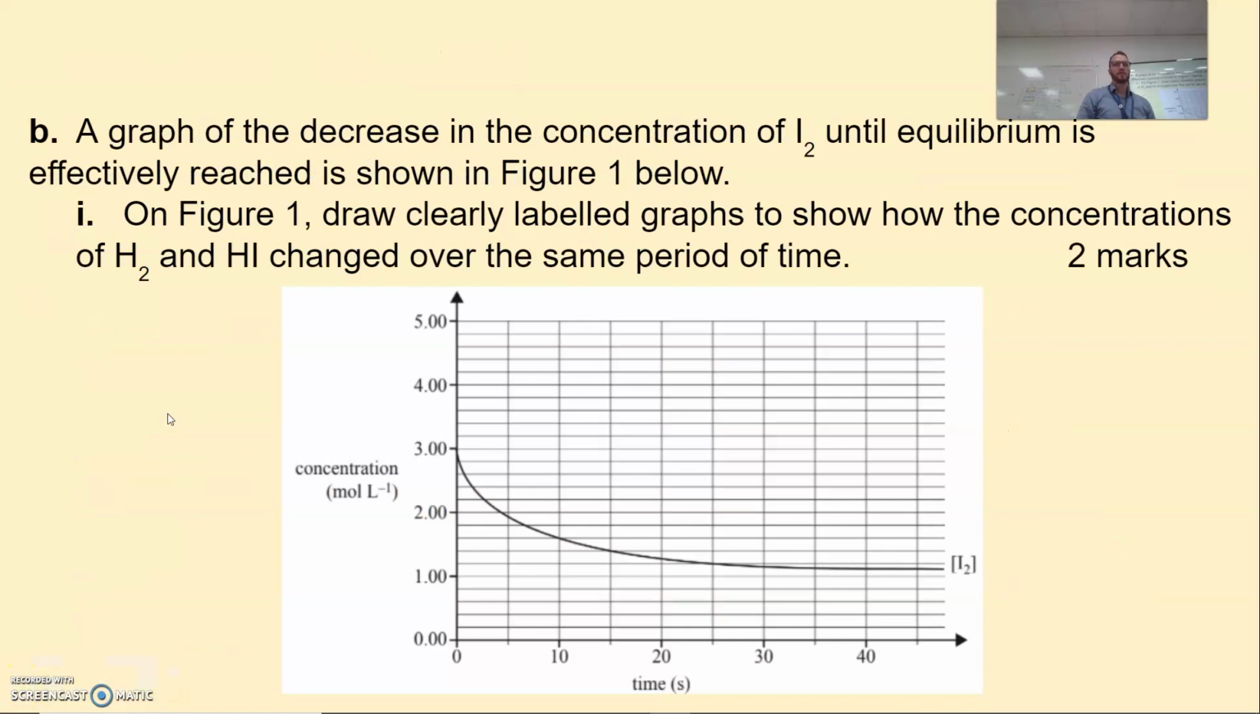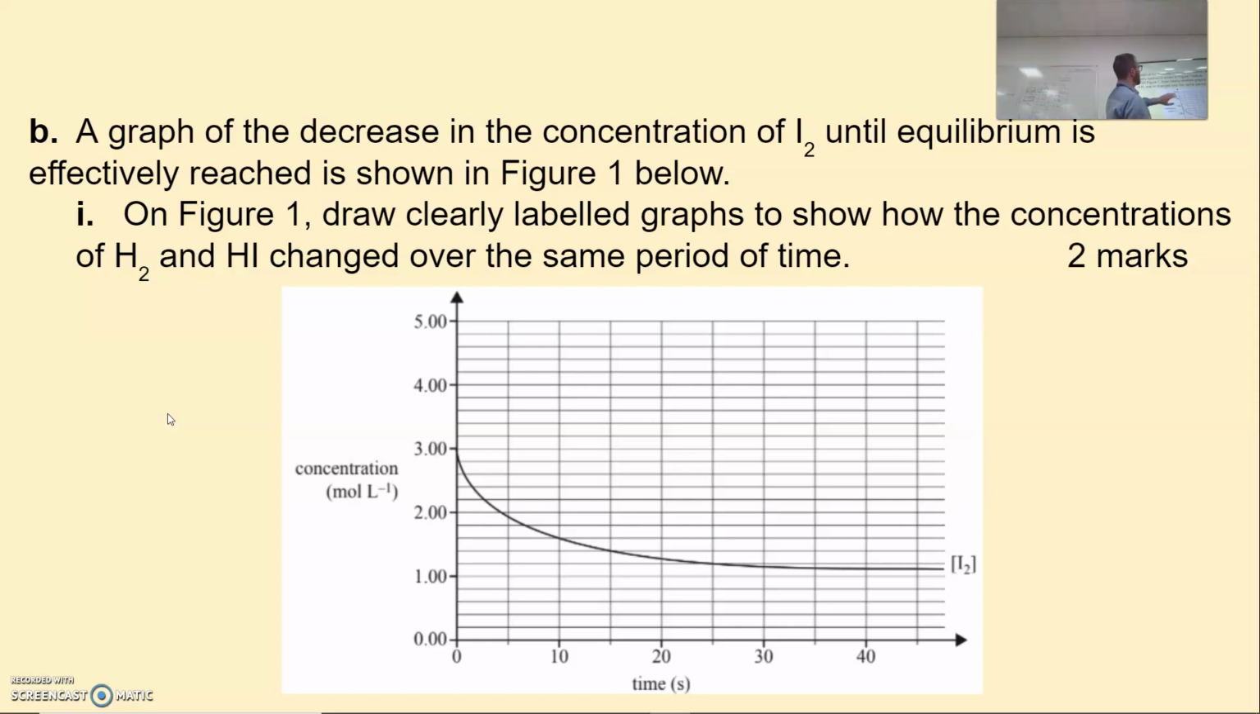Part B, a graph of the decrease in the concentration of I2 until equilibrium is effectively reached is shown in figure one. On figure one, draw clearly labeled graphs to show how the concentrations of H2 and HI change over the same period. Well, we know what the equilibrium concentrations are, so we're going to draw the graph corresponding to that.